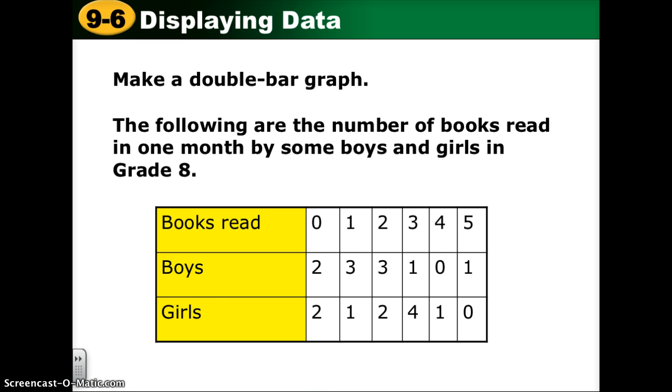For example, here's a frequency table of the number of books read in 1 month by some boys and girls in grade 8. The number of books read is the first row going across, 0 to 5. Then it has the number of boys and the number of girls listed below each set of books. So there were 2 boys and 2 girls that did not read any books. There were 3 boys that read 1 book and 1 girl that read 1 book.